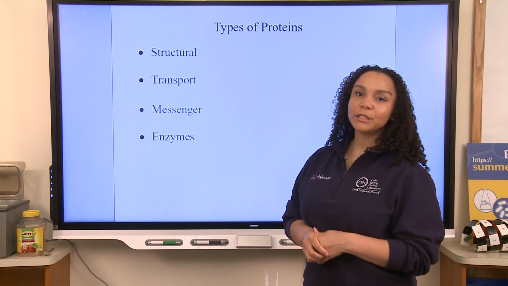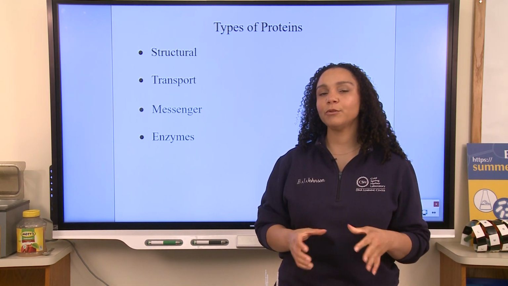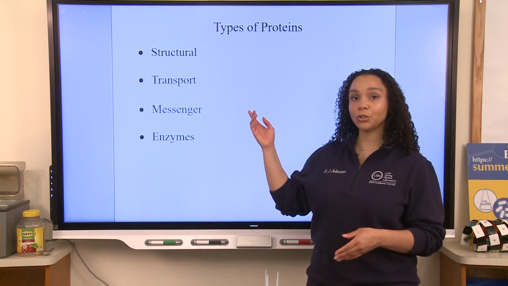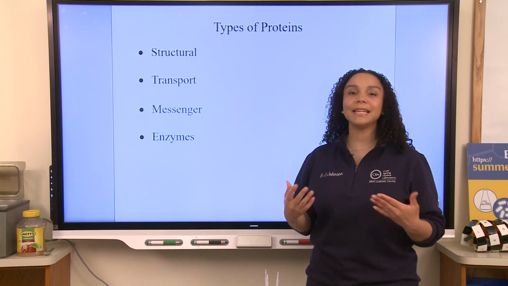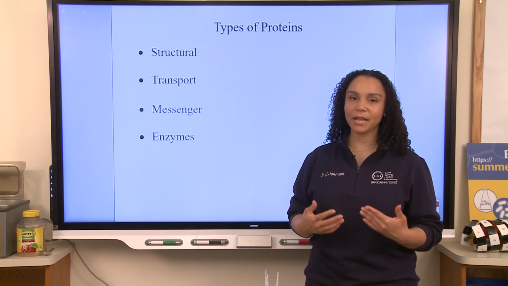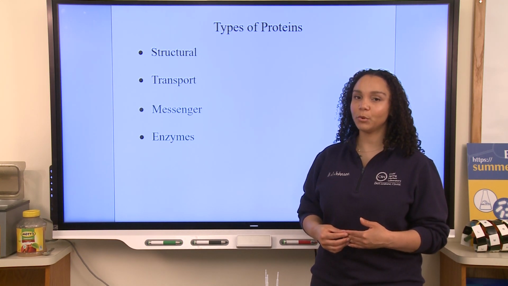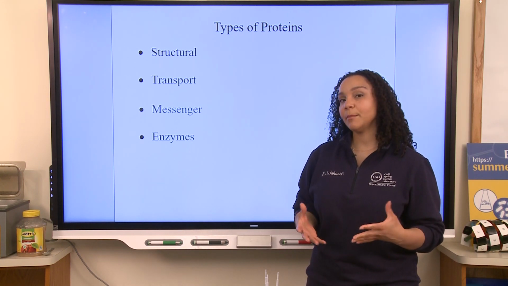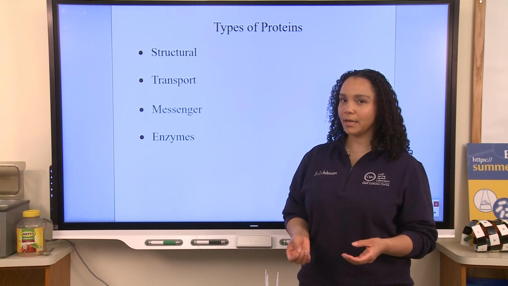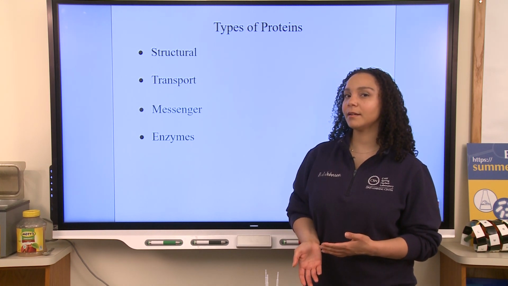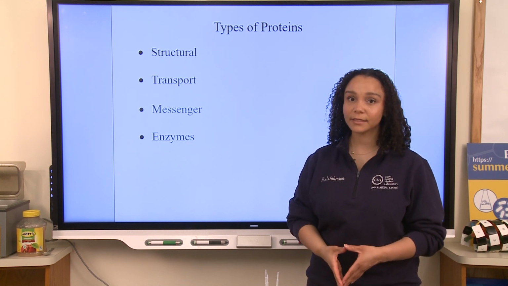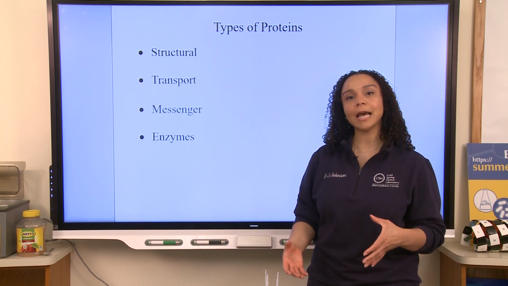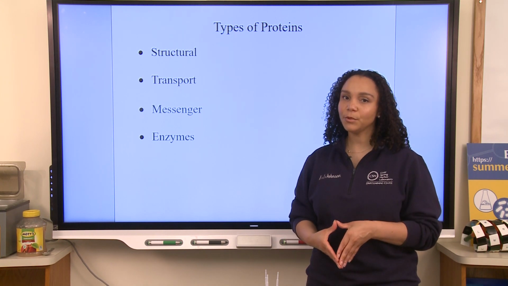Now, I want to spend a little more time talking about proteins. Proteins are very important and they serve a number of different functions. So there are structural proteins, and an example of structural proteins are actin and myosin. These two proteins are important for muscle contraction. For transport, one example of a transport protein is hemoglobin. And what does hemoglobin transport? If you said oxygen, you're correct. There are messenger proteins, such as the hormones, which allow different areas of the body to communicate with each other.